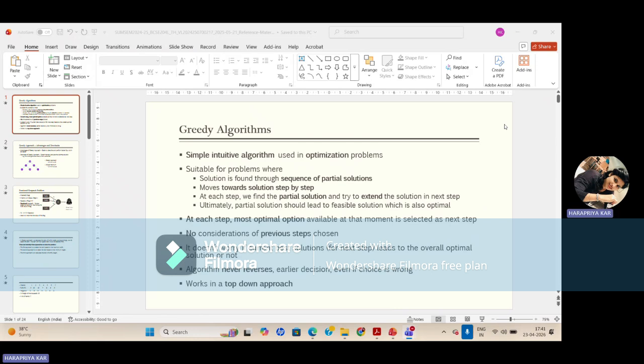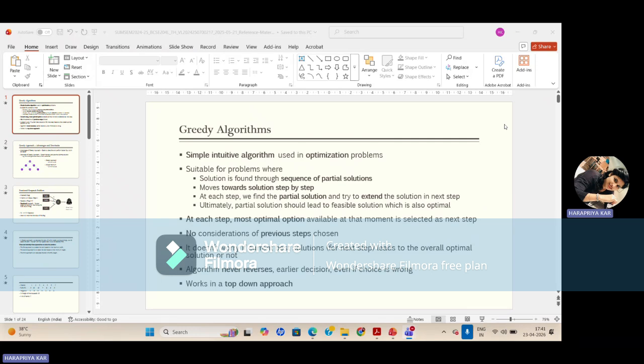So let's start. First of all, this is a simple intuitive algorithm which is used in optimization problems. Whenever the concept of greedy algorithm comes, you have to understand it works for optimization problems. I will tell you what an optimization problem is and how the greedy algorithm acts as an intuitive algorithm when we are trying to solve an optimization problem.